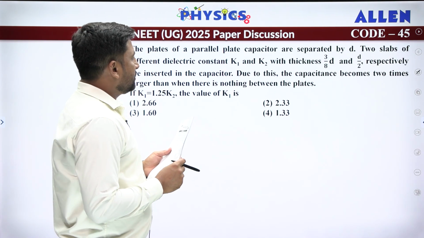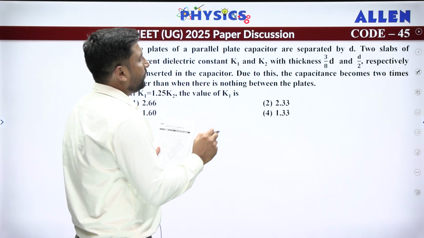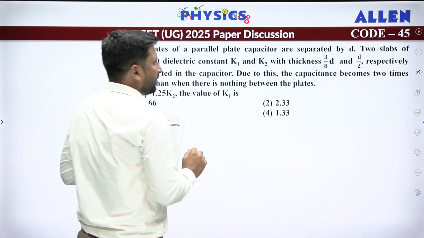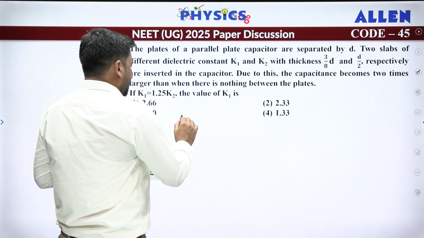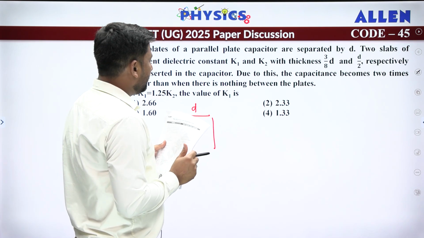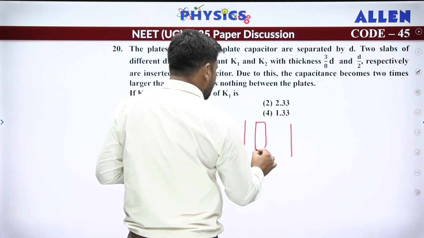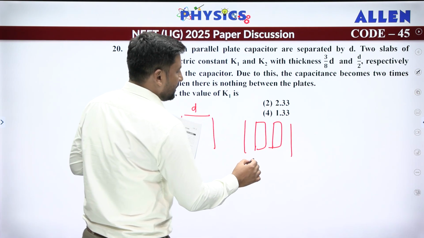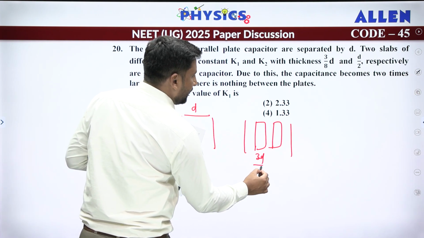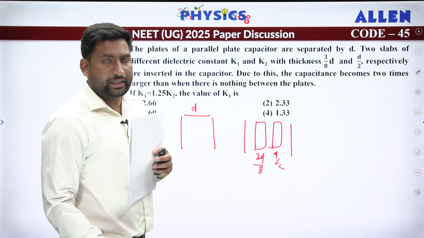Now let's move to the next question. It is the question based on capacitor. So we can say that initially capacitor is separated by D. So D is the separation. Now there is some dielectrics filled in it. Second case mein it is given that the 2 dielectrics is put inside it. One has the thickness 3D by 8, another has the thickness D by 2. So we have to calculate how much is the air space.